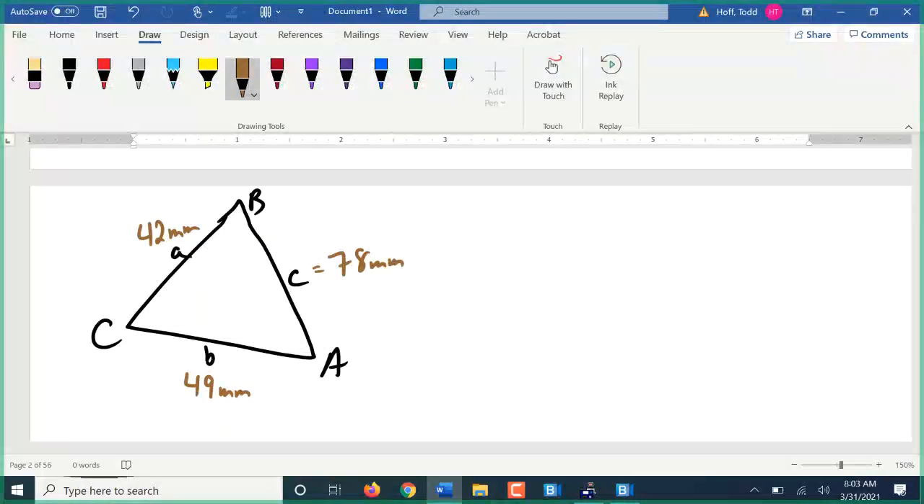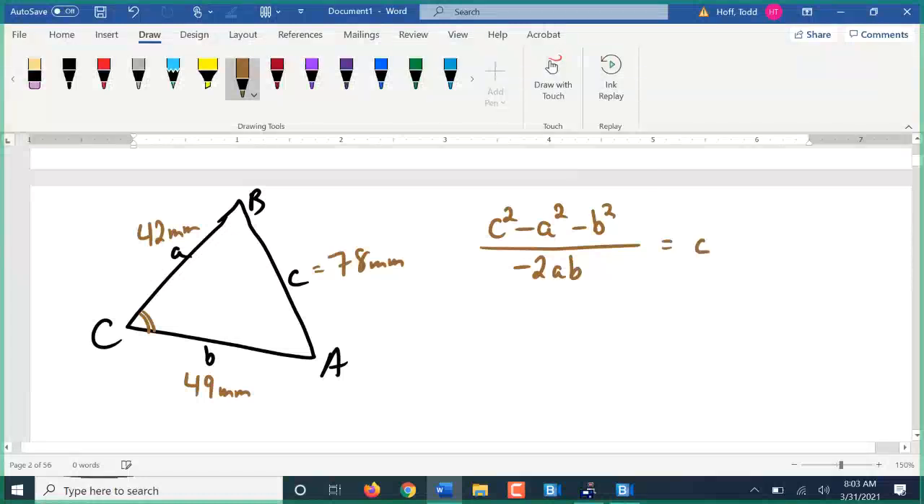Let's look at this one. Obviously not on the scale. I'm going to find angle C here. And remember, we rearranged our law of cosines. We have all three sides, we can use it to find the missing angle. A squared minus A squared minus B squared over negative 2AB equals cosine of angle C.